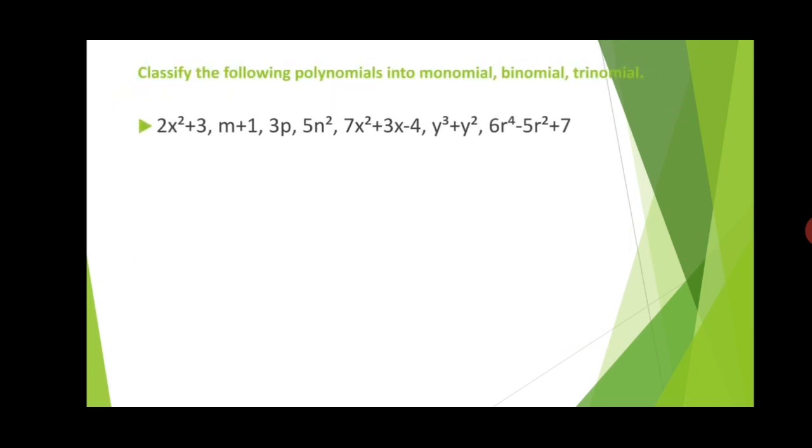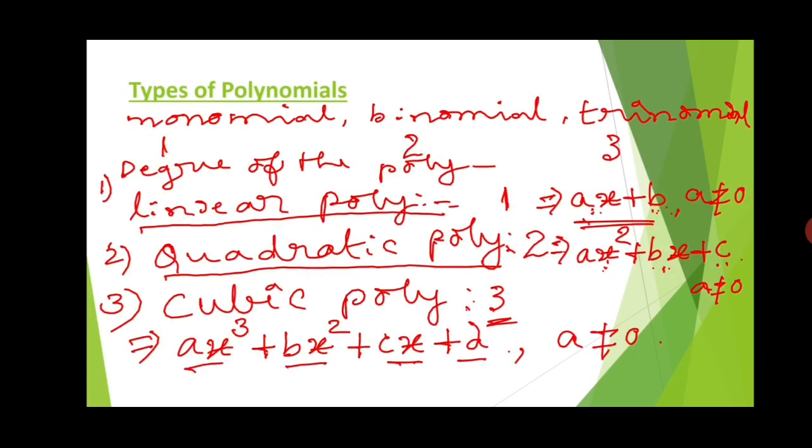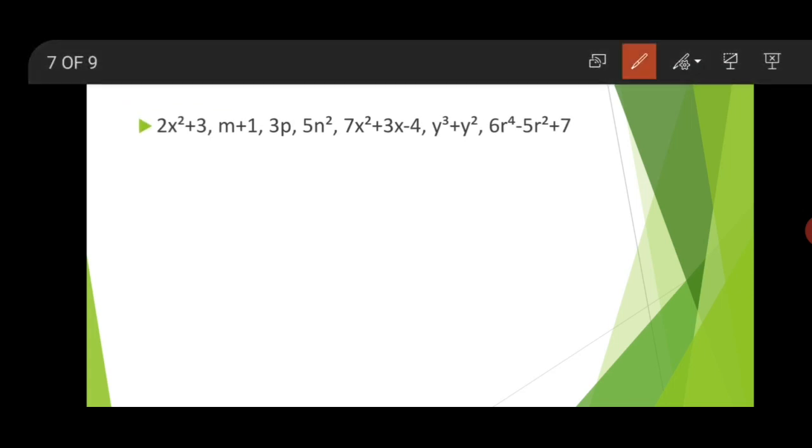Next, I will give several polynomials. You have to classify them into monomial, binomial and trinomial. Now: 2x square plus 3, m plus 1, 3p, 5n square, 7x square plus 3x minus 4, y cube plus y square, 6r power 4 minus 5r square plus 7. You have to classify them into monomial, binomial and trinomial.